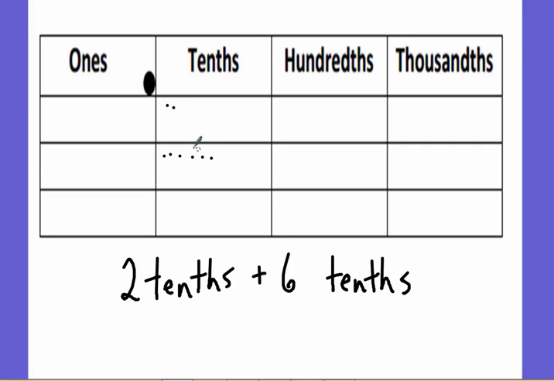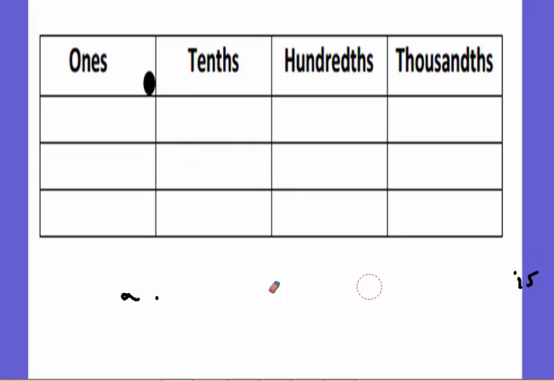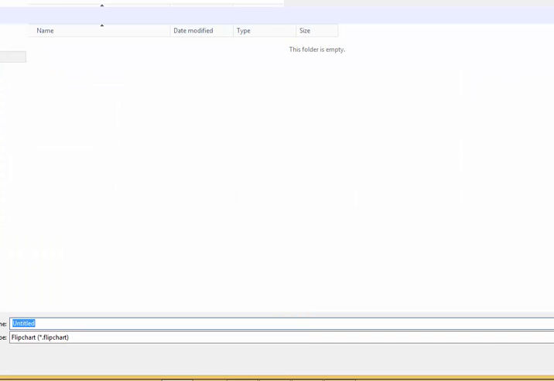Well, I have 2 dots plus 6 dots. So that's going to be 1, 2, 3, 4, 5, 6, 7, 8. And you'll notice that they're all still in my tenth spot. So this is going to equal 8/10. Alright, let's look at our next one. So we're resetting it. I'm just going to save this so I can reset a little easier.